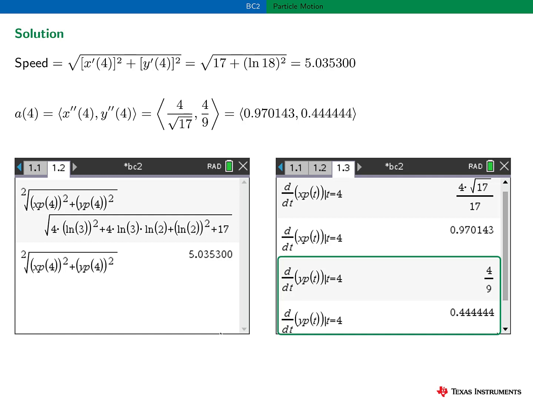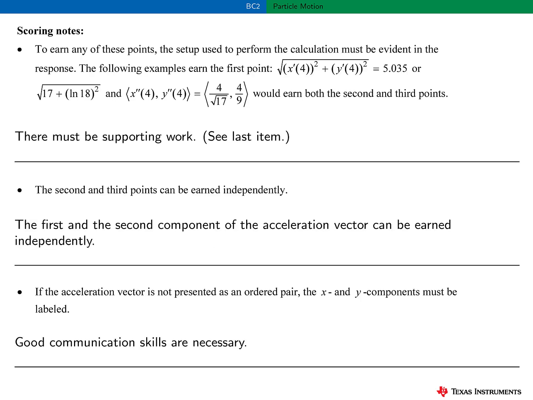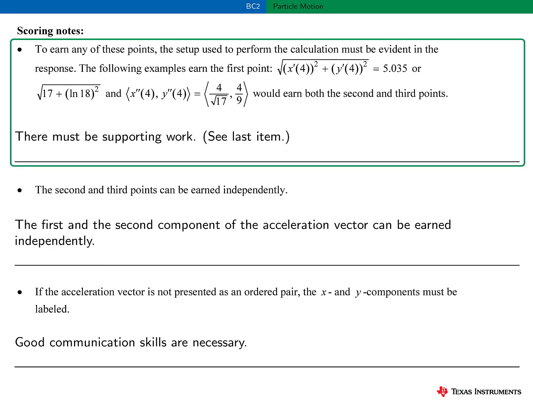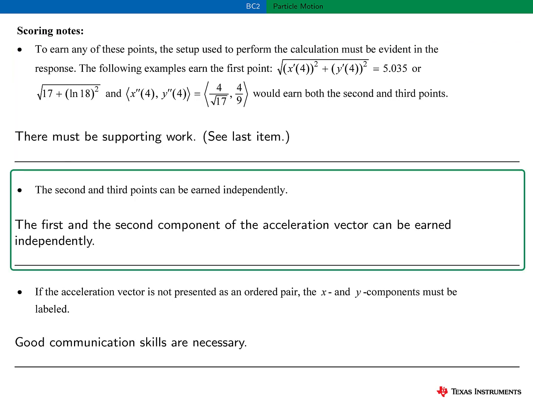Remember that the student needs to report final decimal answers with 3 digits to the right of the decimal, rounded or truncated. Here are the scoring notes for Part B. Now, once again, to earn any of these points, the response must present evidence of the mathematical setup used to obtain the correct value. Bluntly, there must be supporting work. There are a couple of examples in the first item, and there is a special case associated with the acceleration vector given below. The second and the third points can be earned independently.